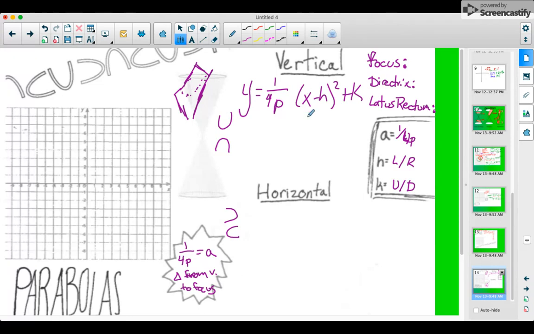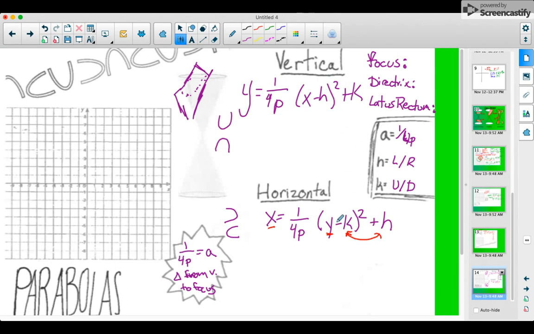And there's really only one change, well, two changes in the equation. Looks like this. Notice the major changes here. First of all, our x's and our y's flipped places. That's on purpose. So x is over here and y is over here. And then h and k end up flipping spaces.